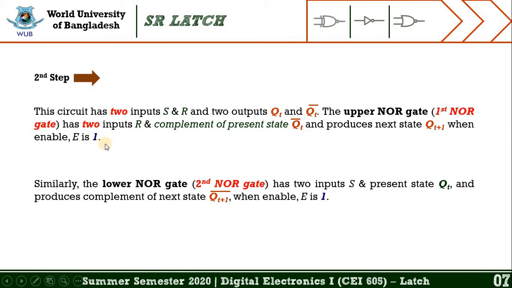Similarly, the lower NOR gate, also known as the second NOR gate, also has 2 inputs, S and the present state Q(t), and produces the complement of Q(t+1) when the enable E is activated, or when the value of enable is 1.